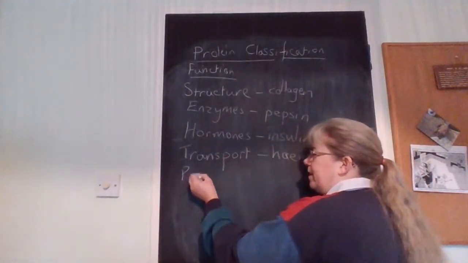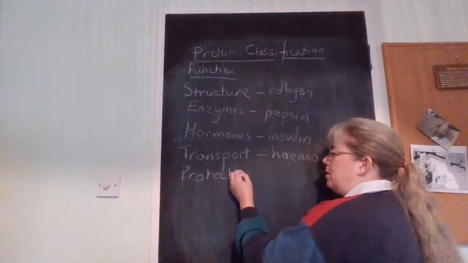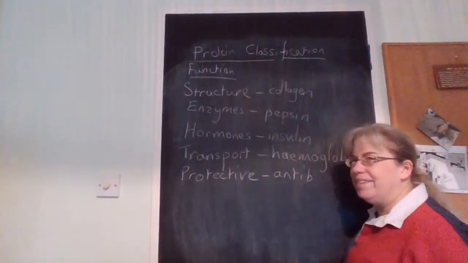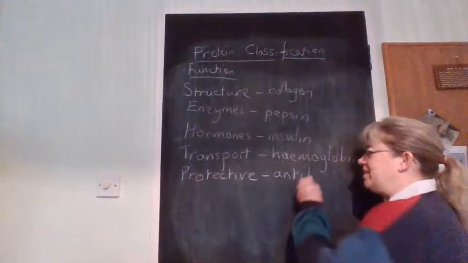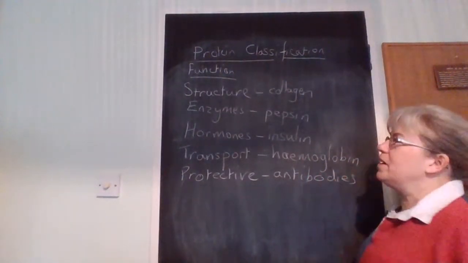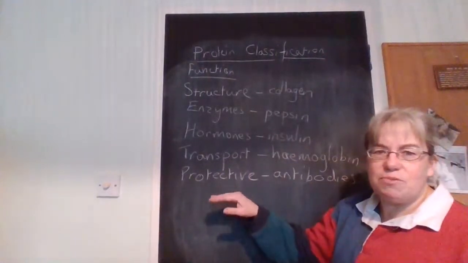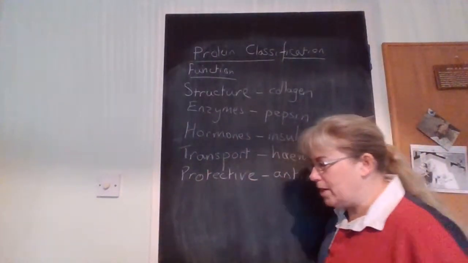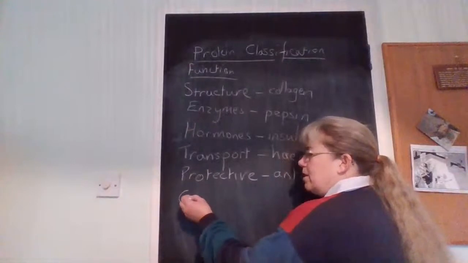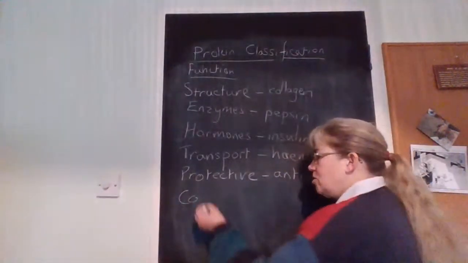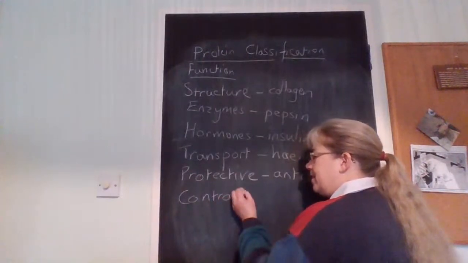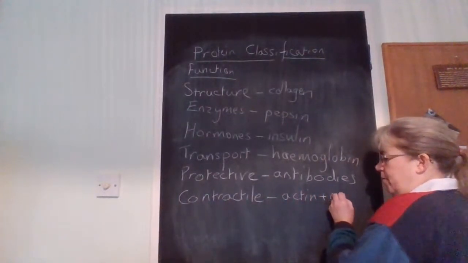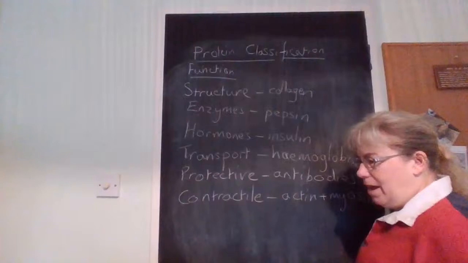Protective. I hope you're all shouting at me. That'll be amino acids. Not amino acids, antibodies. Some days. So we covered a huge number of areas of what goes on in the body: structure, enzymes, hormones, transport, protective, and contractile, your muscle for movement. That'd be actin and myosin, involved in muscle contraction. How cool's that?